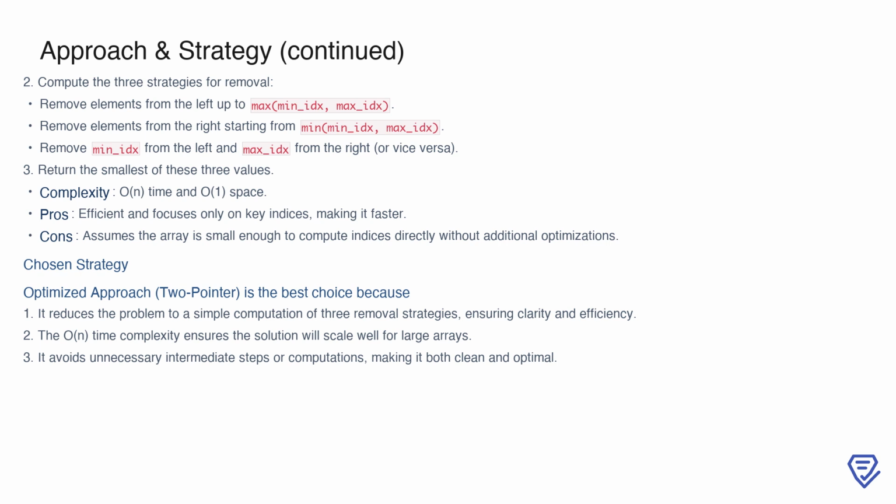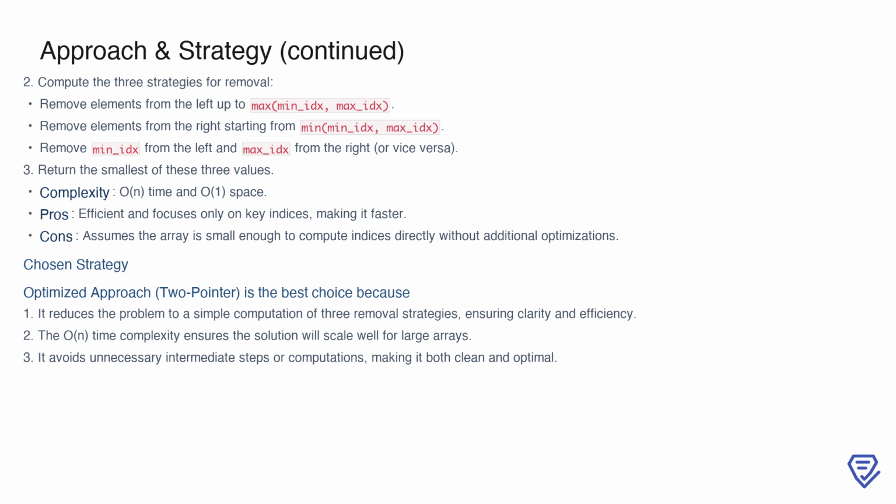Third, determine the cost of removing one index from the left and the other from the right, or vice versa. Once we have these 3 values, the smallest among them is our answer. This approach improves efficiency by focusing only on the key indices, avoiding unnecessary computations. With a time complexity of O(n) and a space complexity of O(1), it's both fast and space efficient.